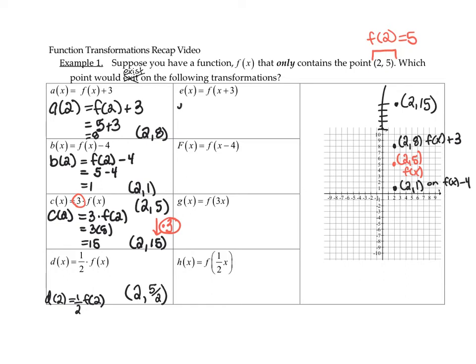So we try again. I have to think, what x value would I need to plug in here so that my result is f of 2, because I know what f of 2 is. Well, I'd have to put in a number that's 3 less than 2, so negative 1. If I do f of negative 1 plus 3, and then I follow order of operations, negative 1 plus 3 is 2, and then f of 2 is 5. So I have the ordered pair (-1, 5).